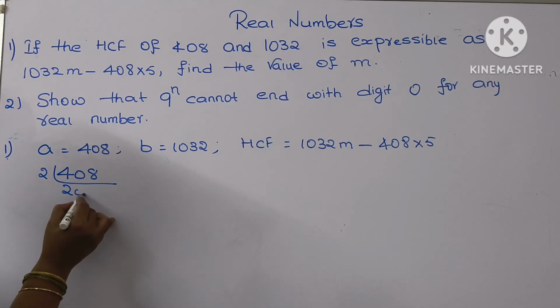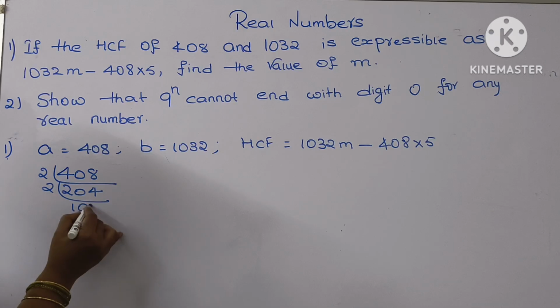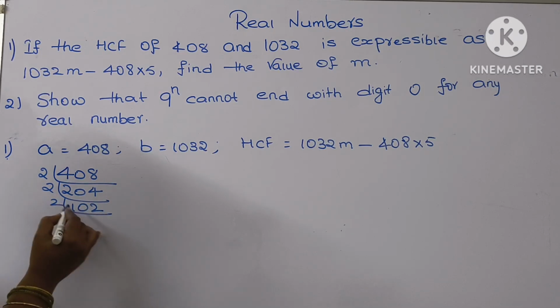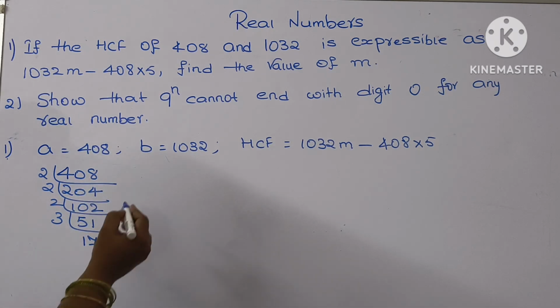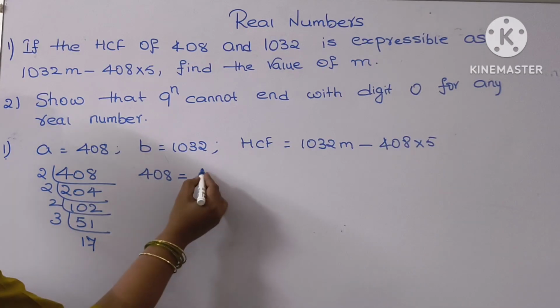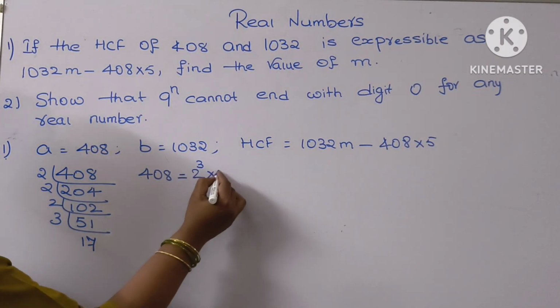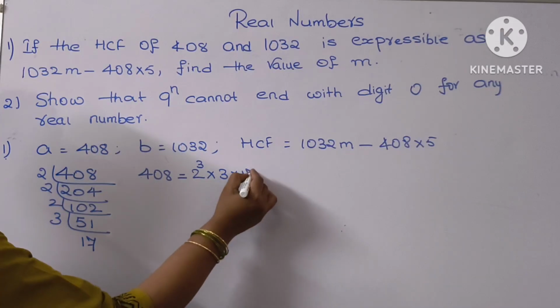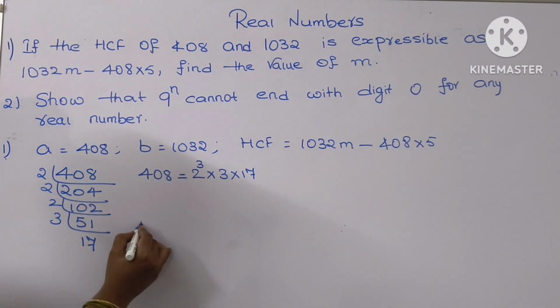2 2's 4, 2 zeros, 2 4's 8. 2 1's, 2 0, 2 2's. 2 5's 10, 2 1's 2. 3 17's 51. So, the prime factorization of 408, how many 2's are there? There are 3 2's. So, 2 cube into 3 multiplied with 17. Repeat the process for 1032.